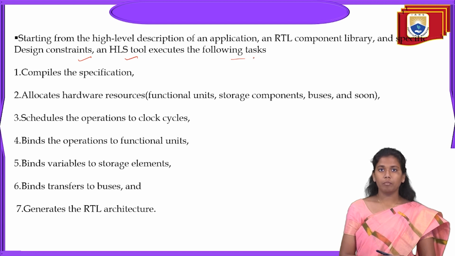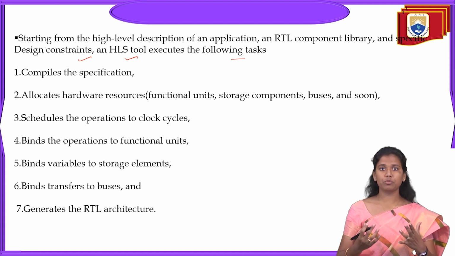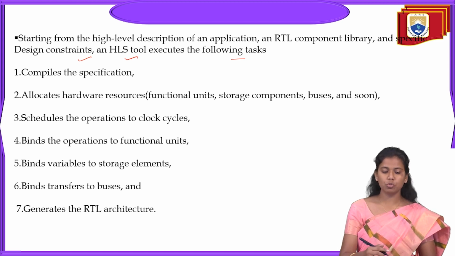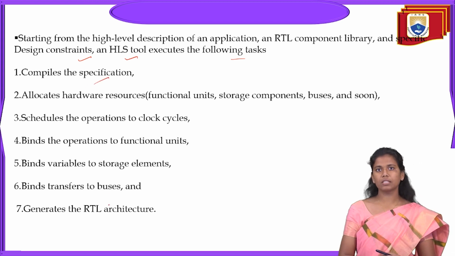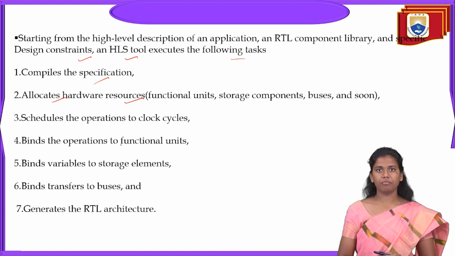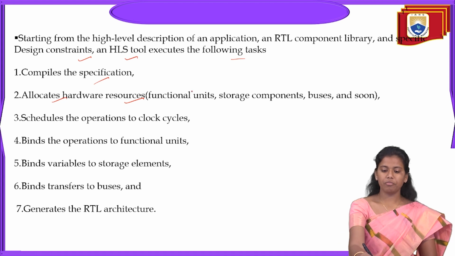If you are considering any tool with respect to high-level synthesis, and you want to execute that tool in a particular module, then you have to go through all these 7 steps. First and foremost is to compile the design specifications, and the second one is allocation of the hardware resources. After compiling, we must allocate the hardware resources, which include the functional units, storage components, buses, and so on.